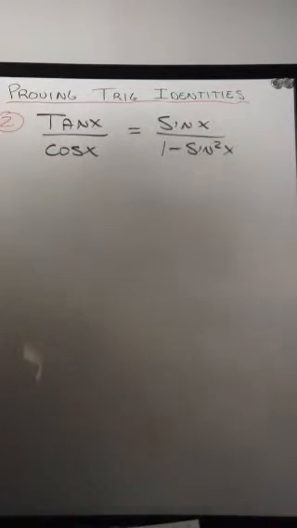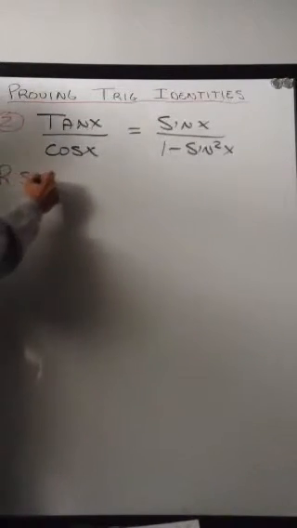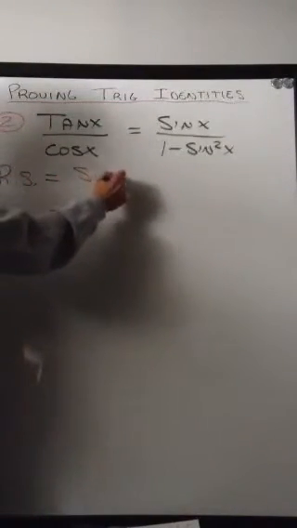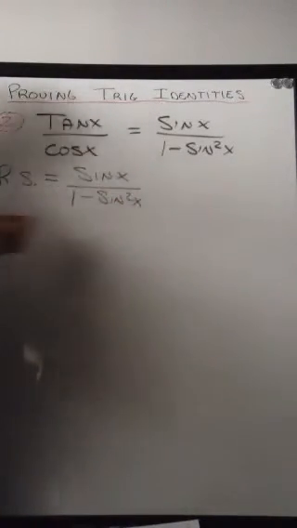All right. At this point, they're both sort of equally messy, so it doesn't really matter which side you work with. I'm going to choose to work with the far side, the right side. And I'm going to try to turn it into this. All right, so again, once you determine what side you're working with, write down exactly what's there.